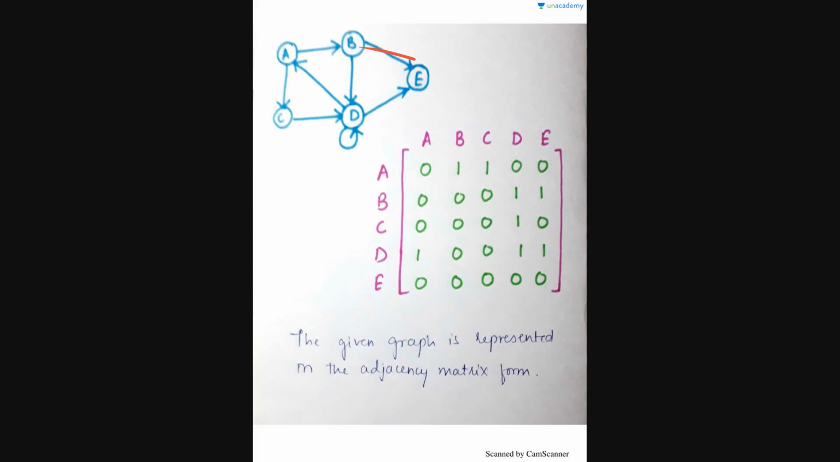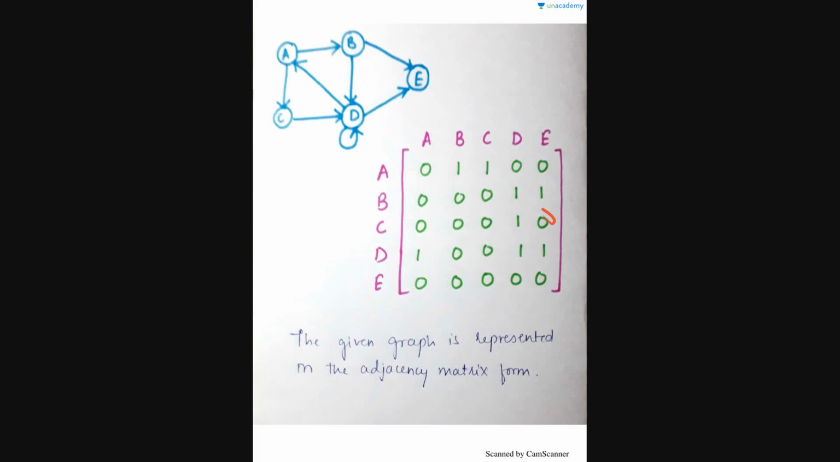Then C to A. C to A we have a connection, but it's in a different direction. So it has to be 0. Then C to B. C to B there is no edge. So it has to be 0. Then C to C, no self loop, 0. C to D, yes, we have the arrow. That is, we have the path. So C to D is 1. Then C to E there is again no edge. So 0.